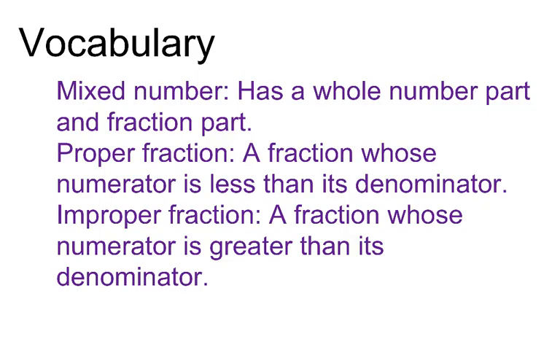For your vocabulary, we have several different terms that it's really important that you know. A mixed number has a whole number part and a fraction part. For example, 1½ is a mixed number. A proper fraction is a fraction whose numerator is less than its denominator. An example of that would be 3/4. An improper fraction is a fraction whose numerator is greater than its denominator. An example of that would be 9/4. So make sure you take a minute to pause if you need time to copy down your vocabulary.